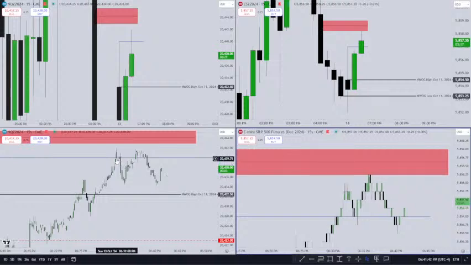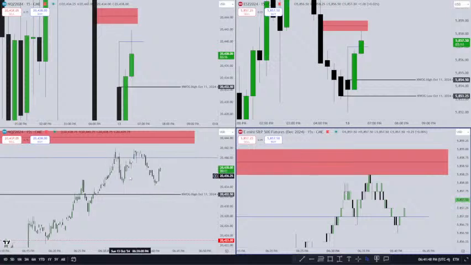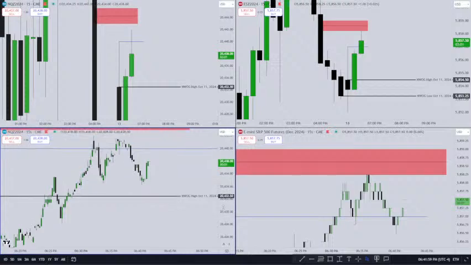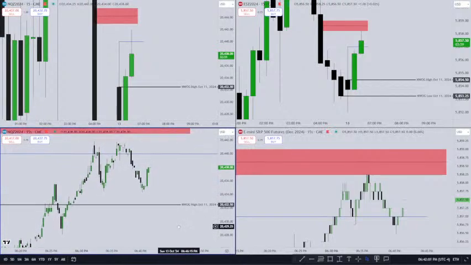NASDAQ, remember, we were not so focused on NASDAQ because NASDAQ was the laggard. It was the slow one. Alright, I'm just going to let this pan out. I'll be on mute probably for about 15-20 minutes. So I'll be back before 50. There we go. I'll be back.